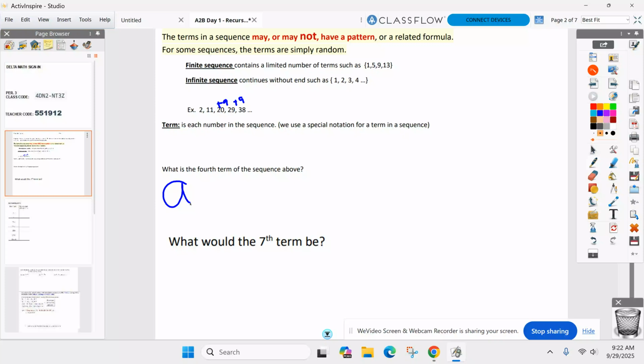And below it, subscript, you're going to tell me what term you're talking about. So we're talking about the fourth term, so you'll see a 4 there. Then you can tell me it's equal to 29. So what you have written on your paper right now says the fourth term equals 29.